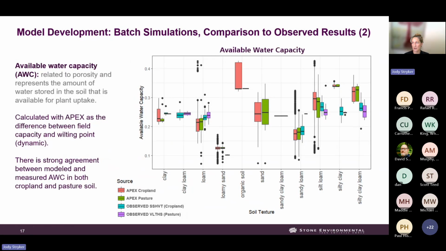And I'll just show one more of these for plant available water capacity, which is related to porosity and represents the amount of water stored in the soil that's available for plant uptake. We calculated this from Apex as the difference between field capacity and wilting point. And in Apex, you can parameterize this to be dynamic, so this is a model prediction. And we see really pretty good agreement with this one, both in terms of magnitude and trends across soil texture. And of course, we did these plots for those 8 different soil health metrics that we could match up Apex outputs with observed data for. And generally, we were pretty happy with the agreement we saw with all of them.